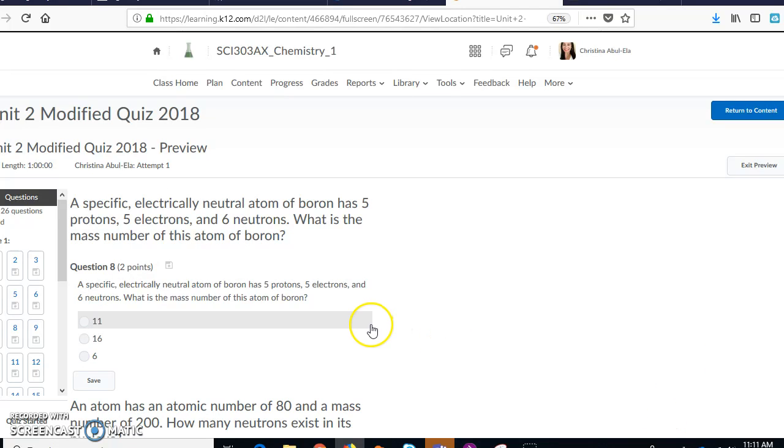Question 8. A specific electrically neutral atom of boron has 5 protons, 5 electrons, and 6 neutrons. What is the mass number of this atom of boron? Is it 11, 16, or 6?